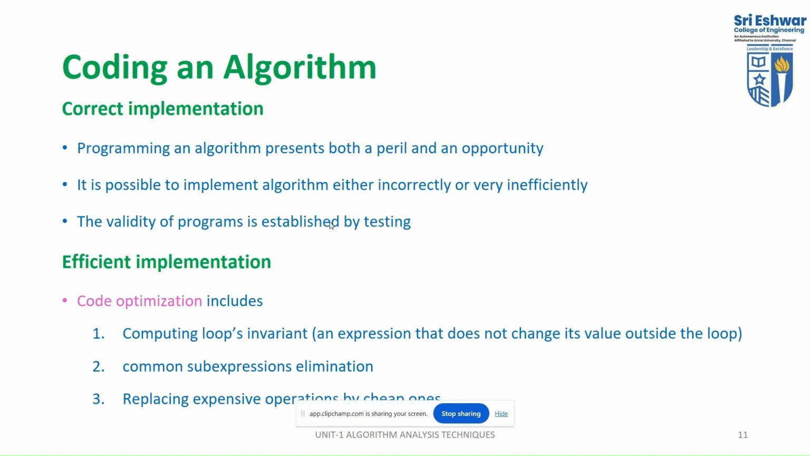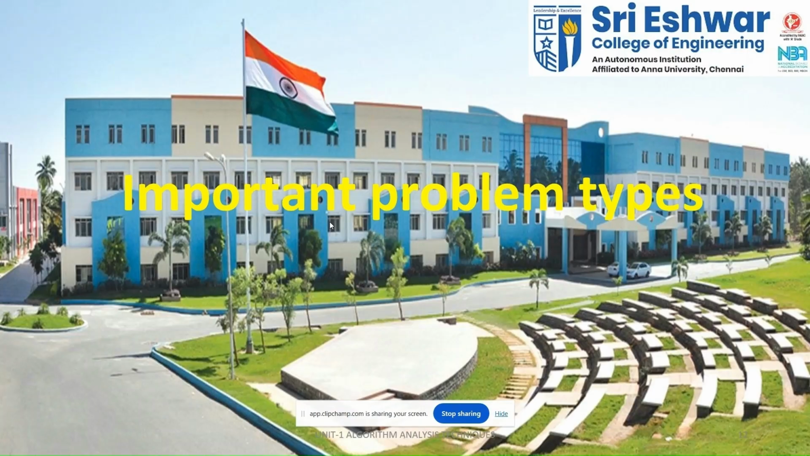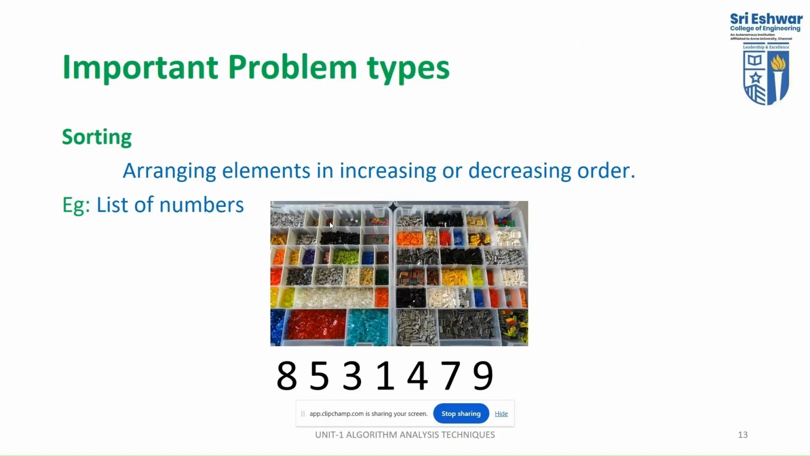Now, what is code optimization? Actually, it might involve reducing redundant calculations or choosing better data structures. So, that's all about the fundamentals of algorithmic problem solving. Next, coming to important problem types, we will deal with the types of problems that are encountered and how an algorithm will be designed for all these problems.